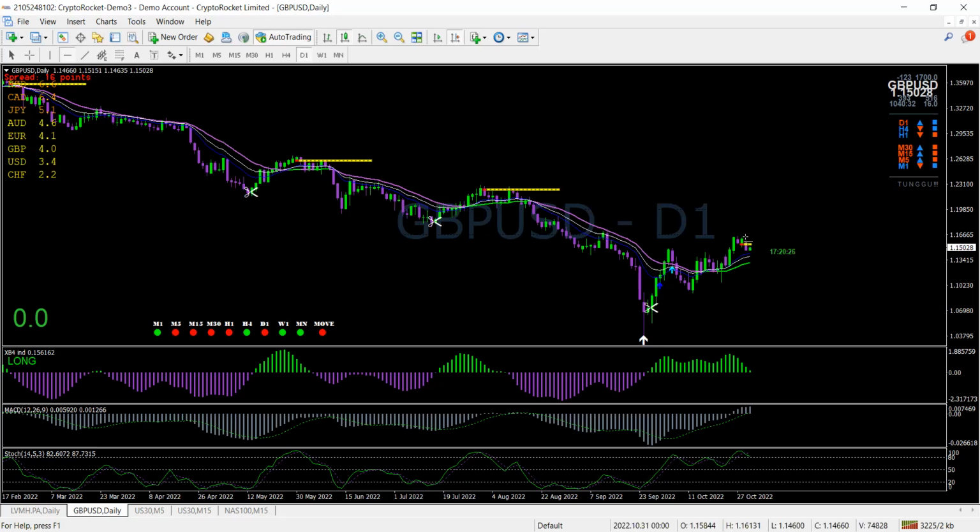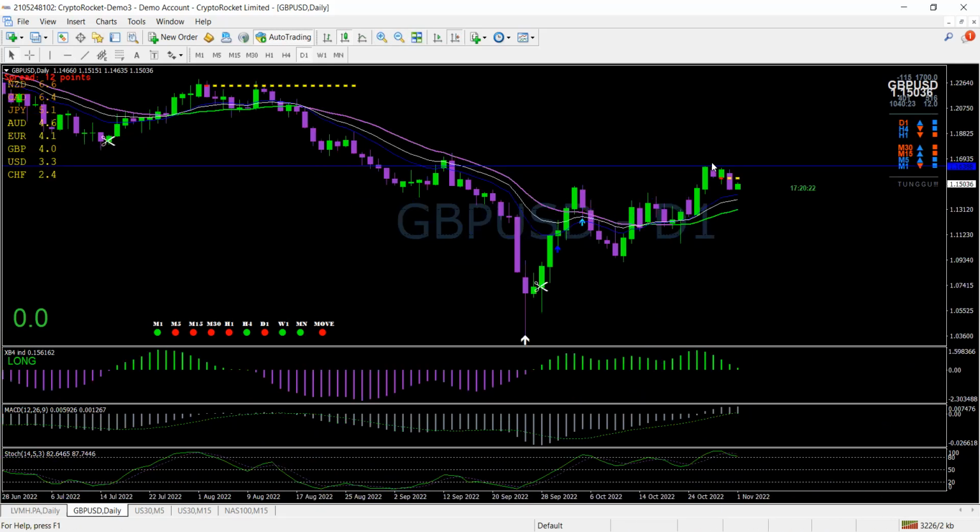We'll use this green candle as a previous day. This is the previous day's high. I'll zoom in so you can see which candle. All right, we're going to use this candle right here. All right. That is your previous day's high for GBP USD. That is the previous day's low.